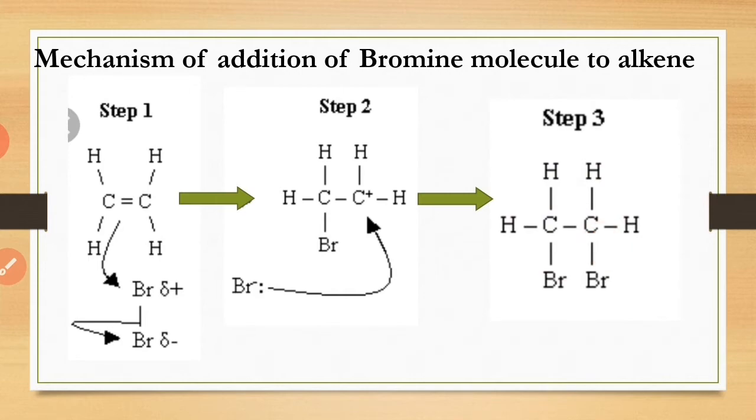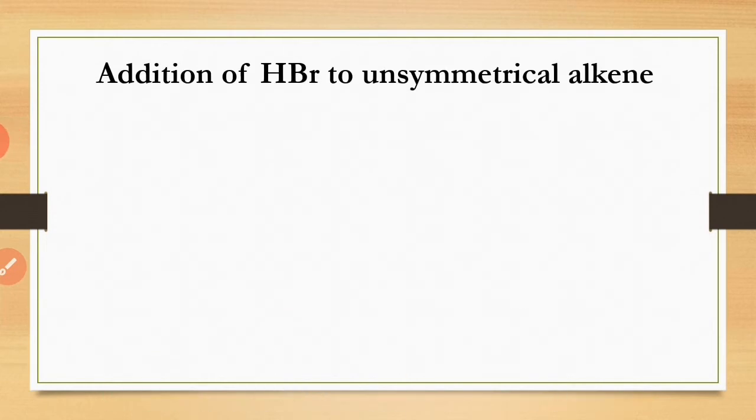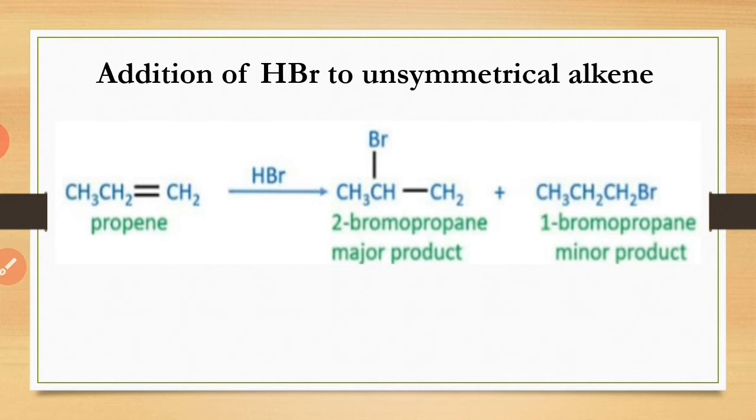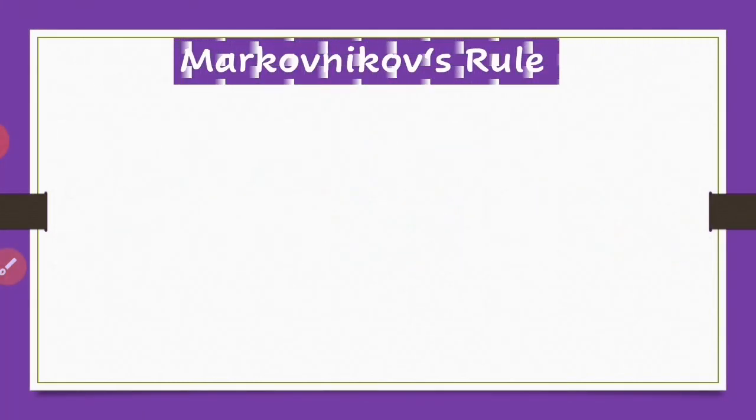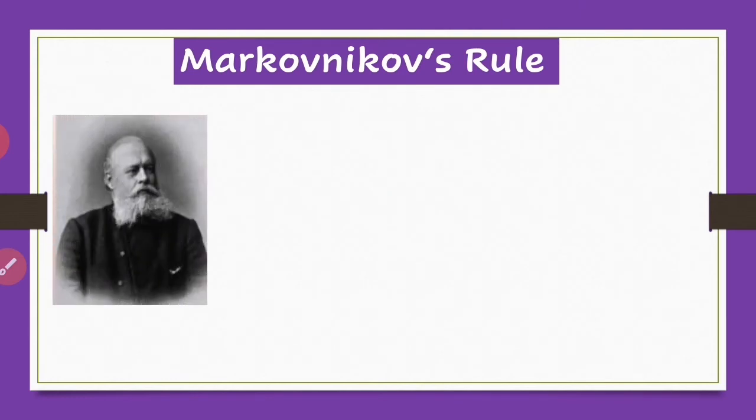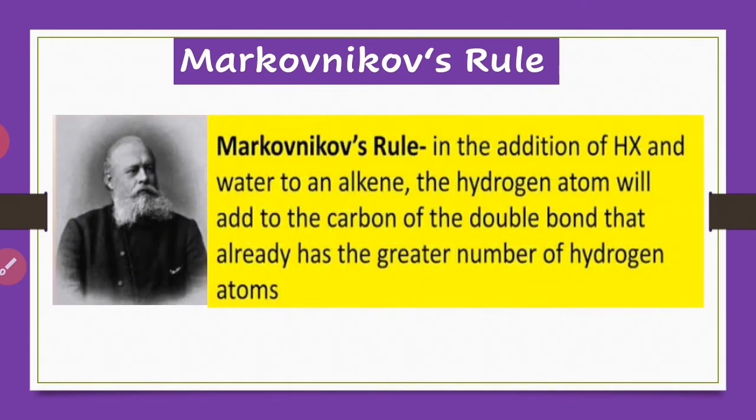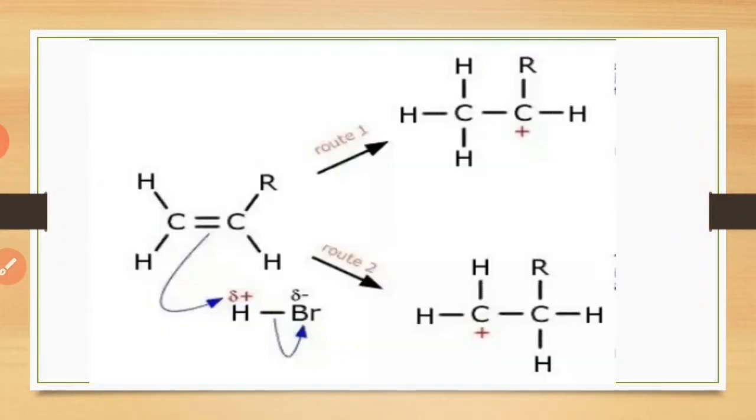Okay, understood? When the alkene is unsymmetrical, then two products are possible. For example, when propene is treated with HBr, both 2-bromopropane and 1-bromopropane could form. In these cases, the addition is governed by Markovnikov's rule, proposed by the Russian chemist Markovnikov, which states that during the addition of HX and water to an alkene, the hydrogen atom will add to the carbon of the double bond that already has the greater number of hydrogen atoms.